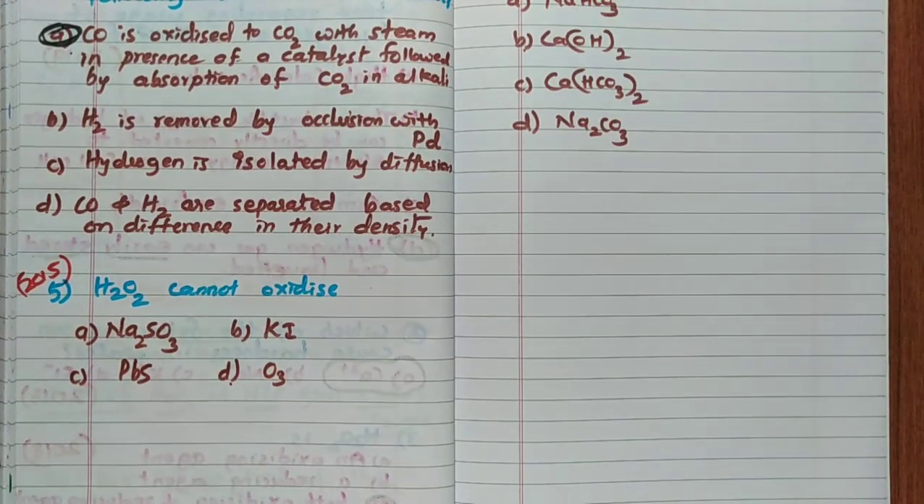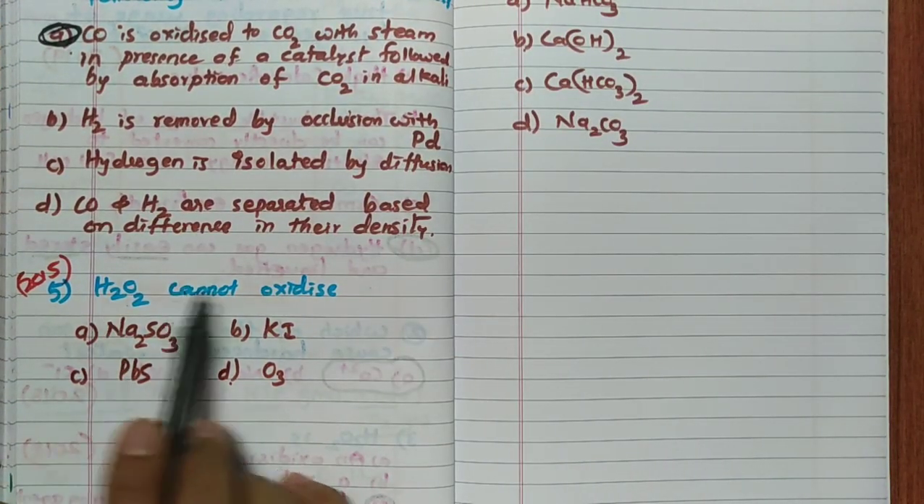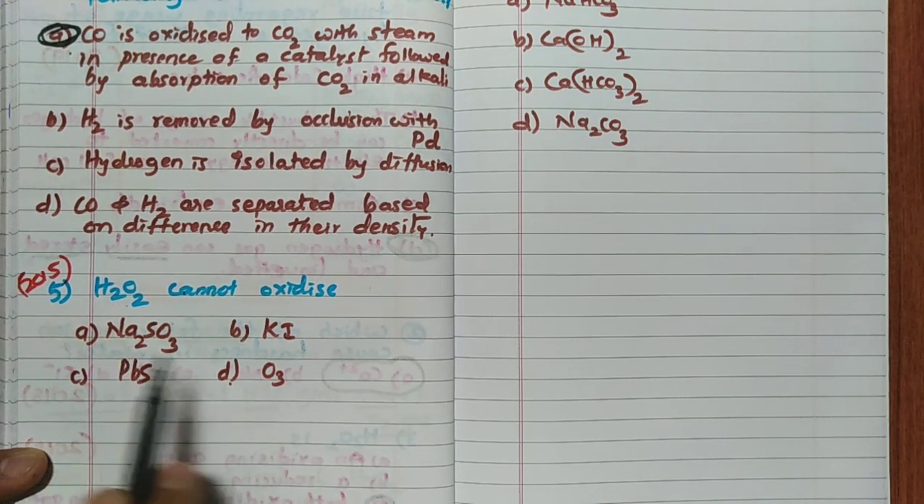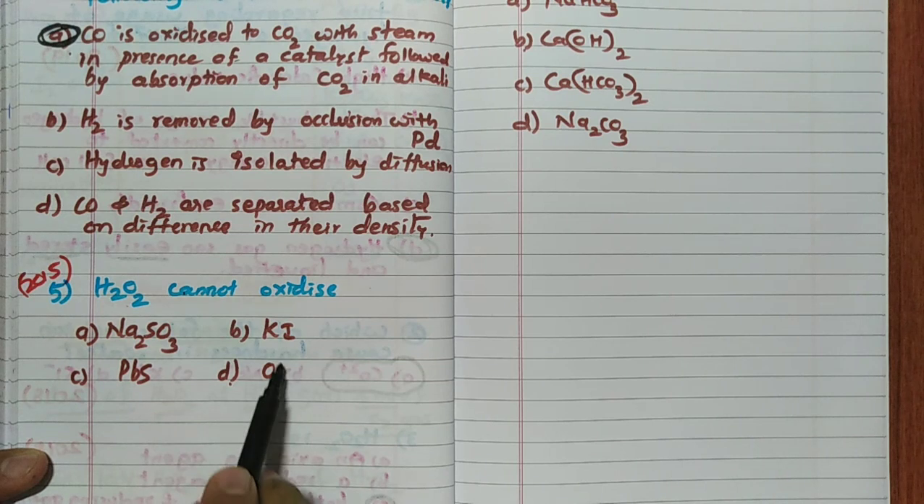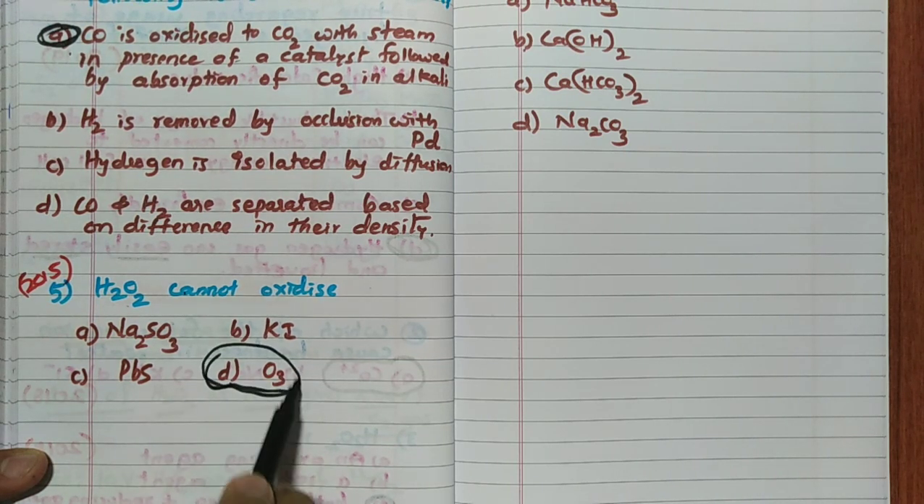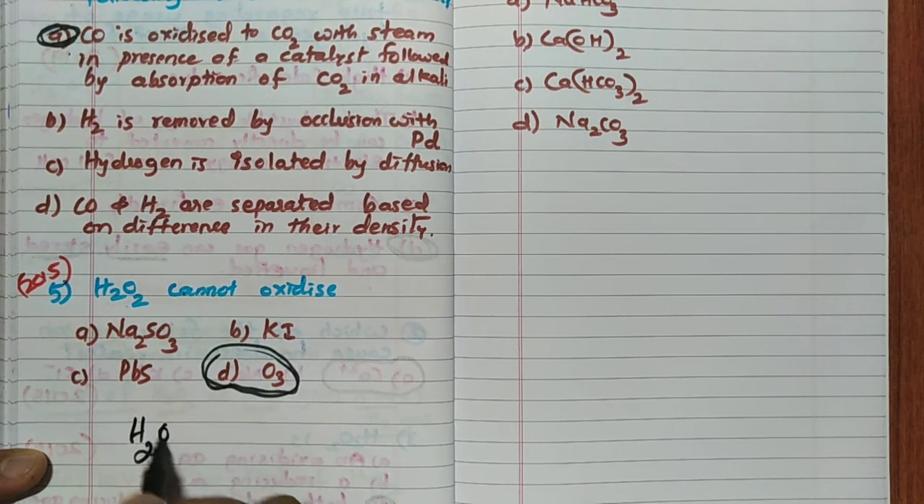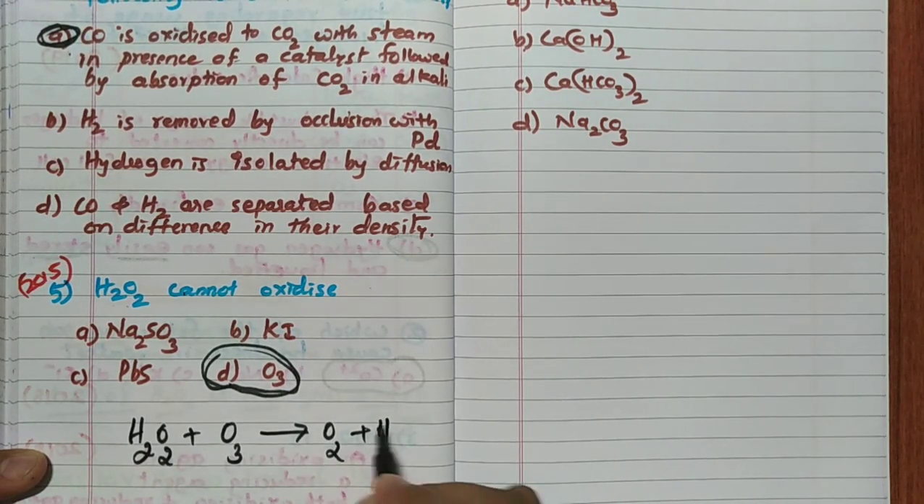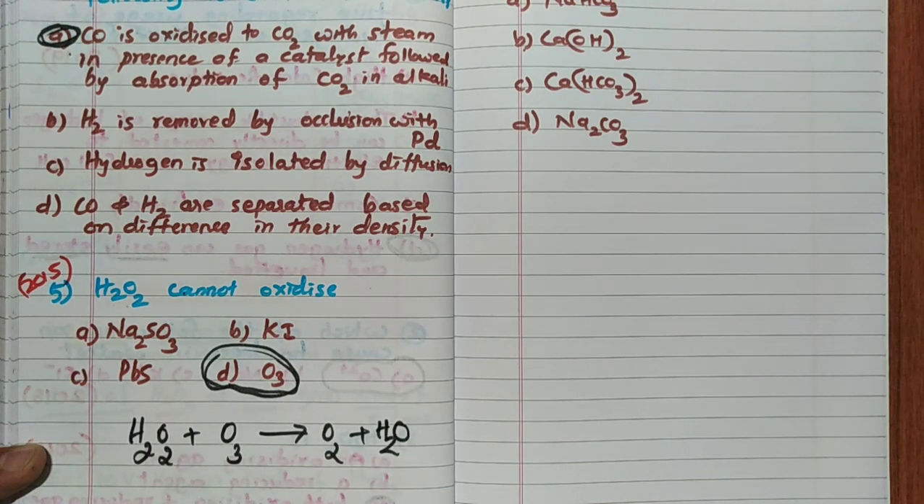Remember that. Then H2O2 cannot oxidize. Which one? C. This can be oxidized. This can be oxidized. But O3 is reduced. Remember, because when H2O2 reacts with O3, it forms O2 plus H2O. In both the cases, remember, oxidation state here is 0, but here it is -2, which means O3 is reduced from 0 to -2. So it will never be oxidized. So the answer for this question is O3.